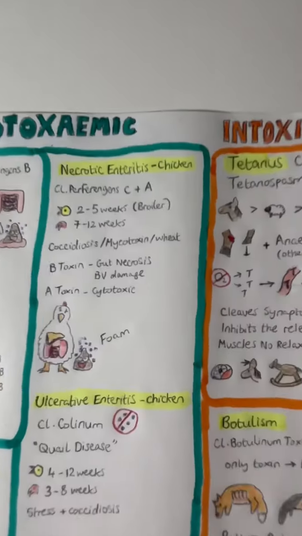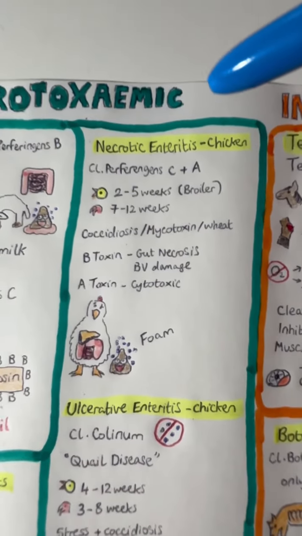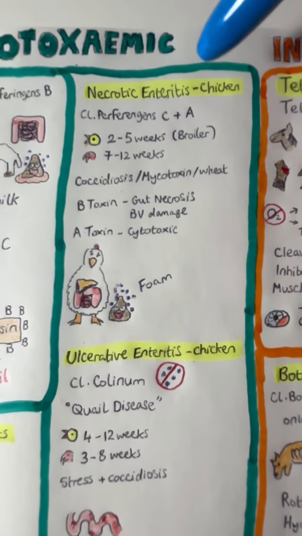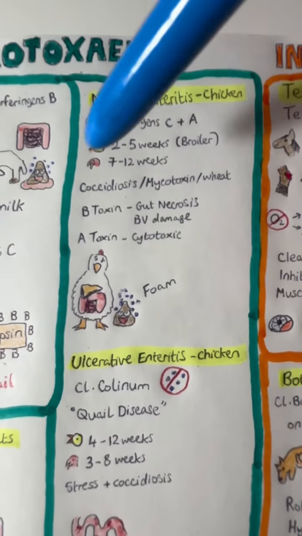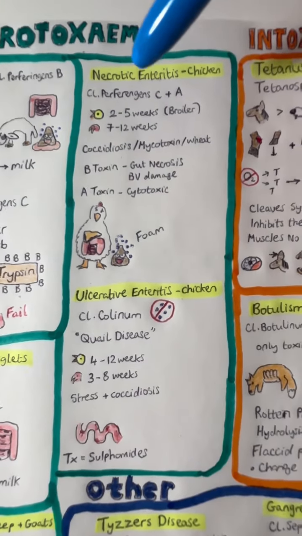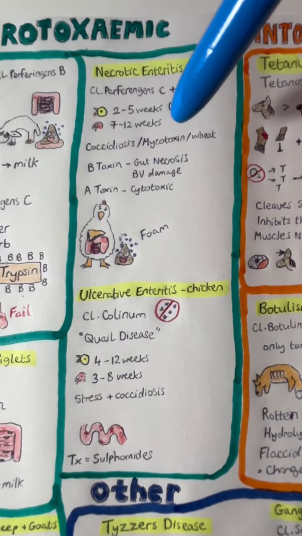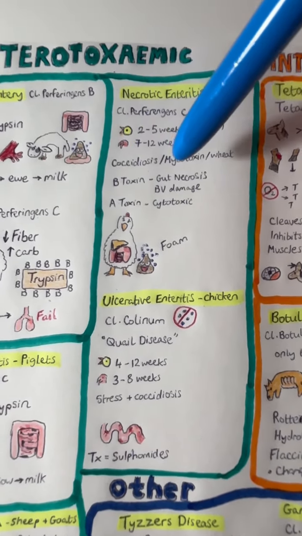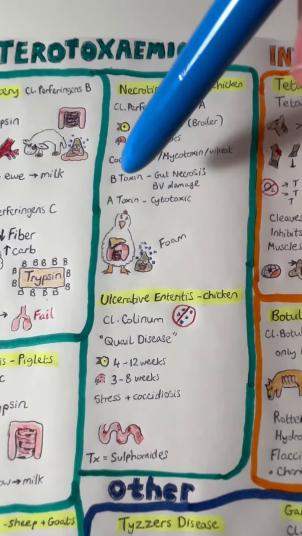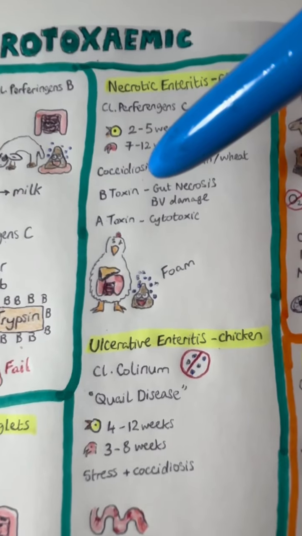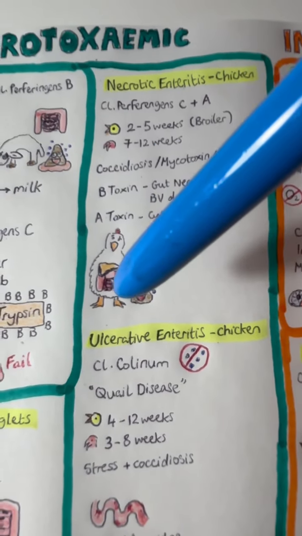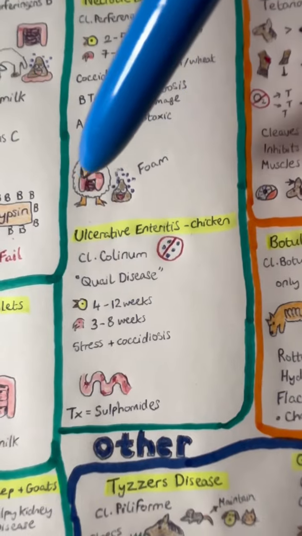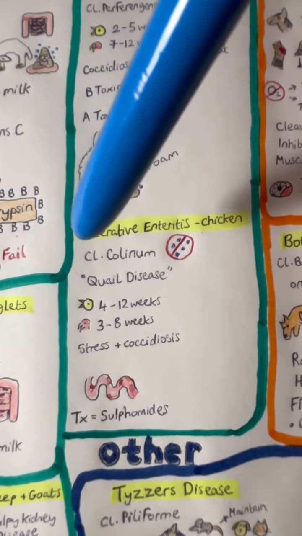The next disease is necrotic enteritis of chicken. It is also caused by Clostridium perfringens C, but it can also be caused by Clostridium perfringens A. It occurs in 2 to 5 week old broilers and 7 to 12 week old turkeys. The predisposing factors are coccidiosis, mycotoxins, and wheat, as well as fish meal. It's the same as the pigs. The beta toxin will cause gut necrosis and blood vessel damage, and the alpha toxin is cytotoxic. In the clinical signs, we can see necrosis of the liver and necrosis and inflammation of the intestines, as well as foamy brownish diarrhea.